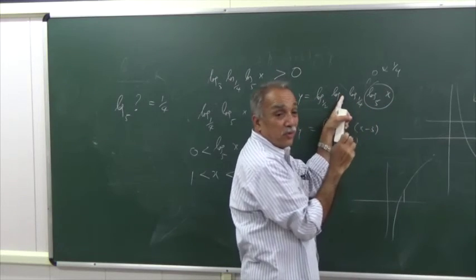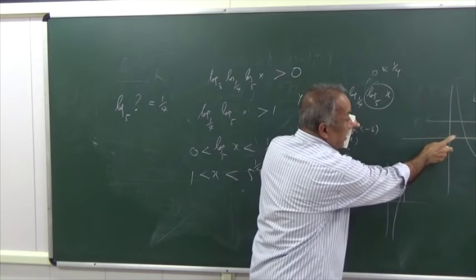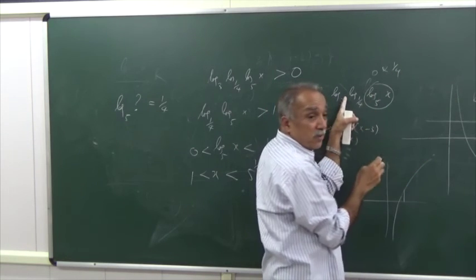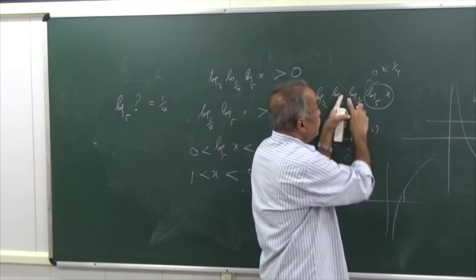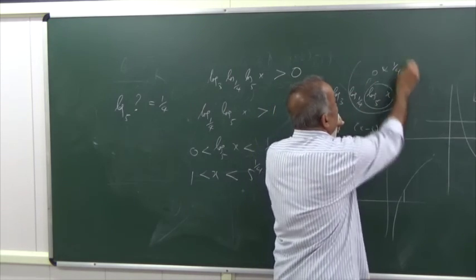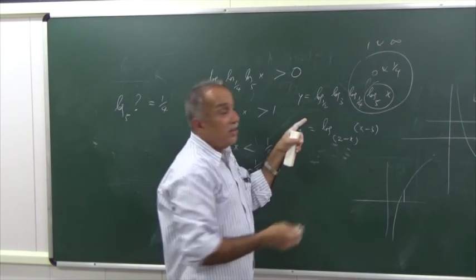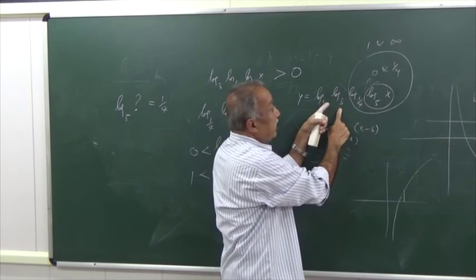What is log 0 base 1 by 4? This is the figure to be considered. Infinity. What is log 1 by 4 base 1 by 4? 1. So, this value will be between 1 and infinity. Argument is between 1 and infinity.